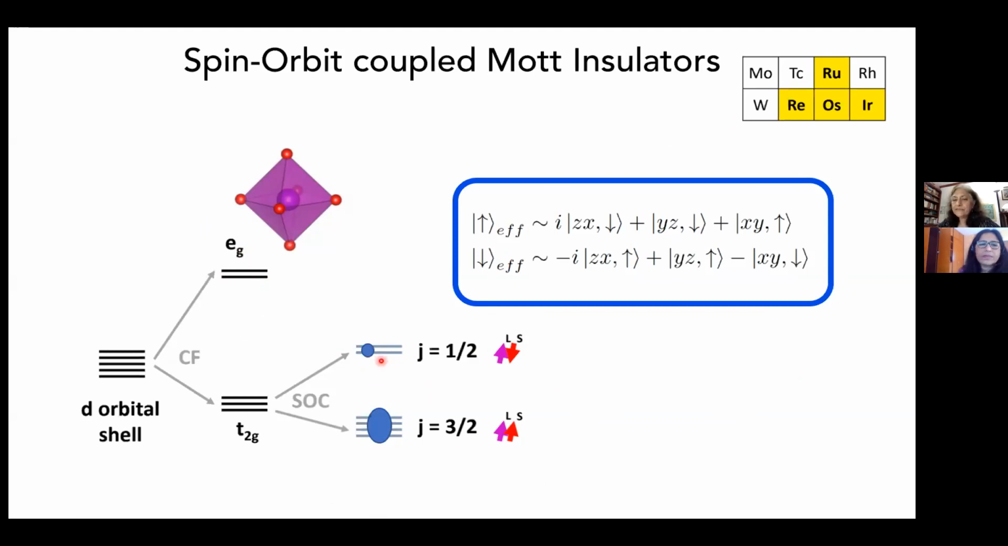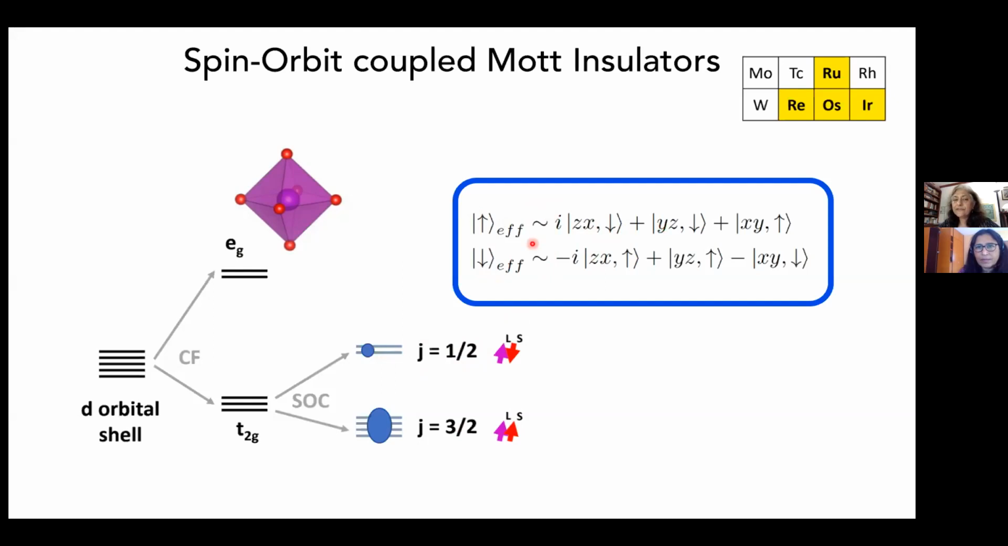There's one big difference though. Because of this combination of orbital and spin, the wave functions of the effective up and the effective down electrons in this J=1/2 sector are made up of the dxy, dyz, and dzx orbitals along with spin. These wave functions are complex, and that will become important.